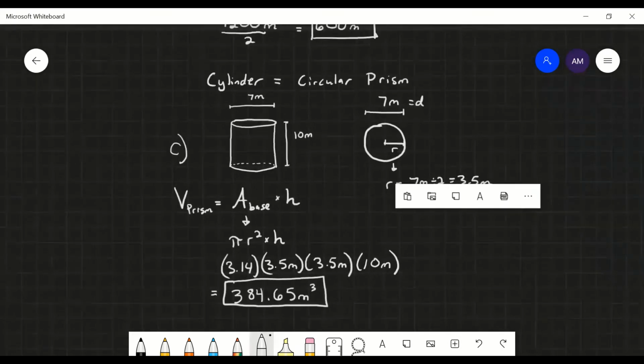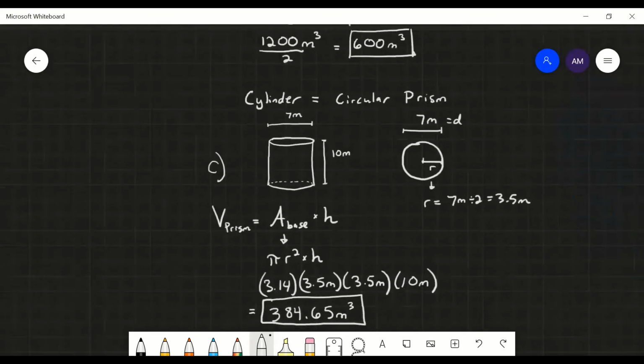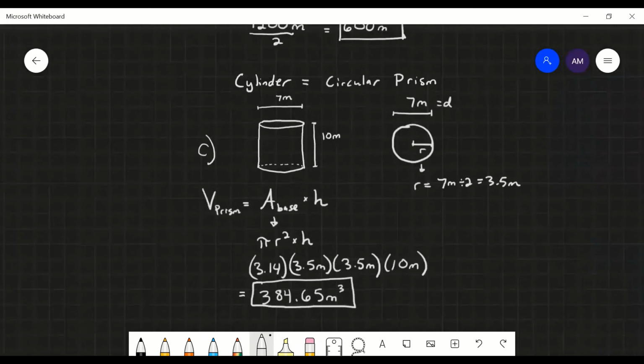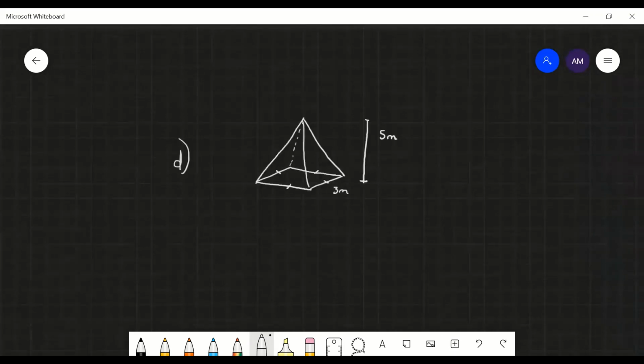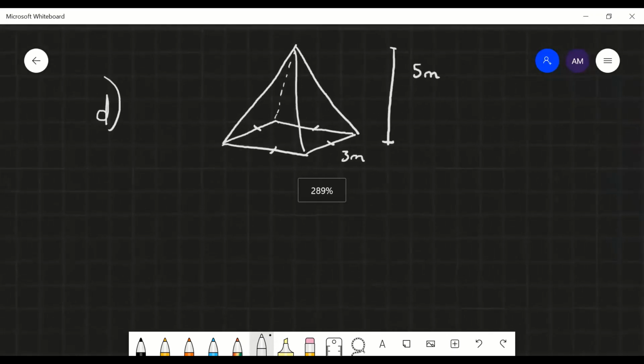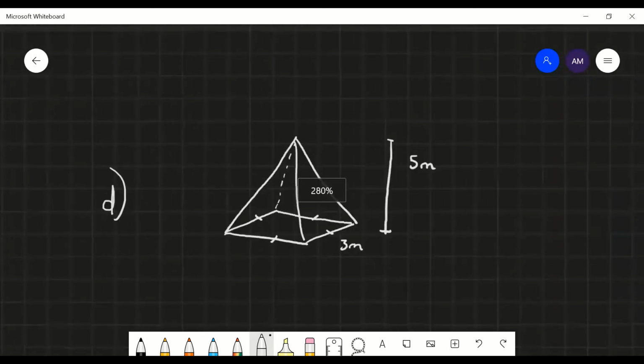So keep an eye out for any prism. As long as you know how to calculate the area of the base, you can answer the volume of pretty much any prism. However, this question here is not a prism.